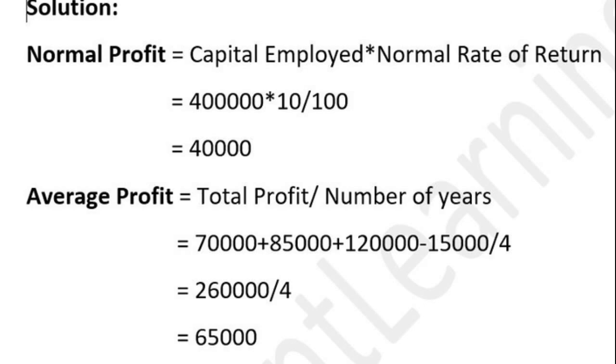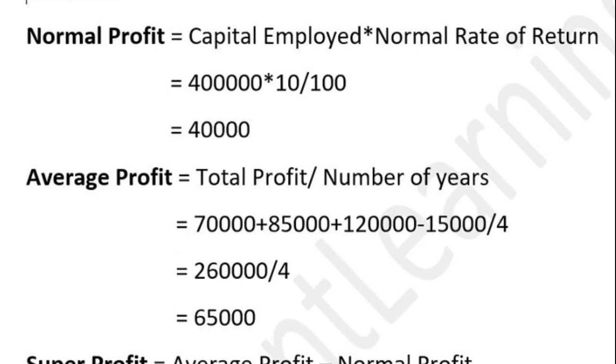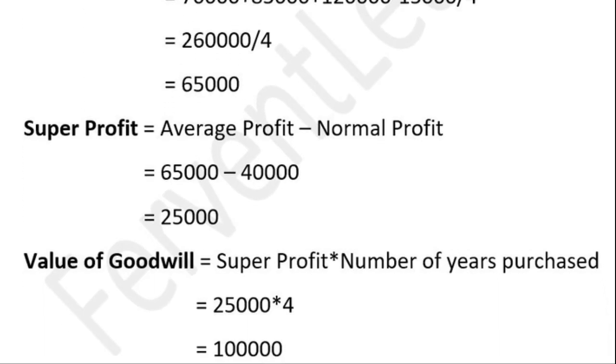After that, we need to calculate the super profit, and for calculation of super profit, we need average profit, which is not given in the sum. So we simply calculate it. So formula of average profit, we all know, that total profit divided by number of years. So here profit is 70,000, 85,000 and 1,20,000, and there is also a loss of rupees 15,000. So the total is 2,60,000 and number of years is 4. We will get average profit as 65,000 by dividing 2,60,000 by 4.